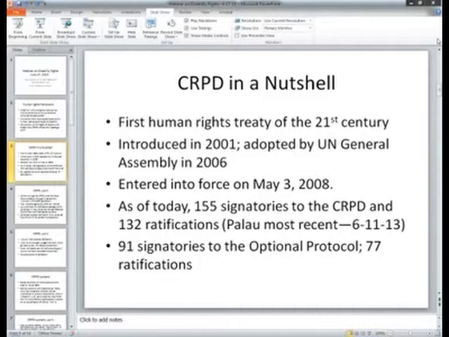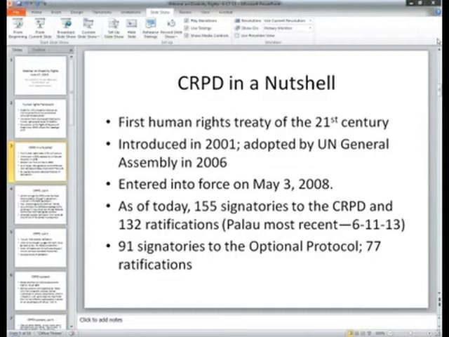The CRPD is something which, if you go to many, many countries around the world and talk about disability, is going to be the first thing that comes to people's mind, and that's because 155 countries, as of today, have signed the CRPD, and 132 countries have ratified it, which is a rather remarkable record, and one that, in UN terms, really is quite good, given that it's only really been open for signature for about 6+ years. The most recent country last week was Palau, that ratified the convention on June 11th.